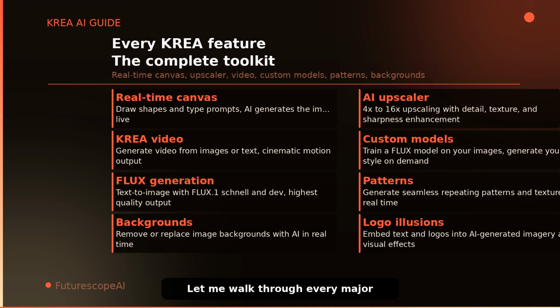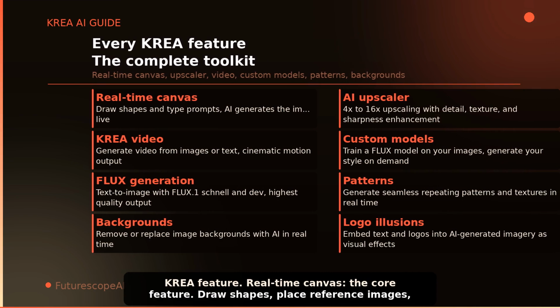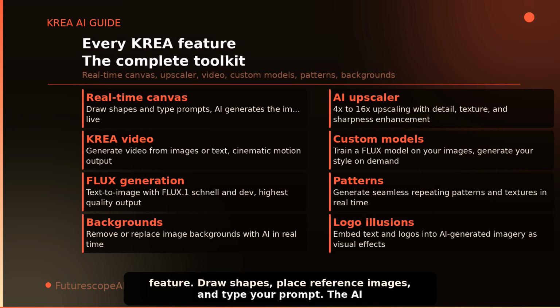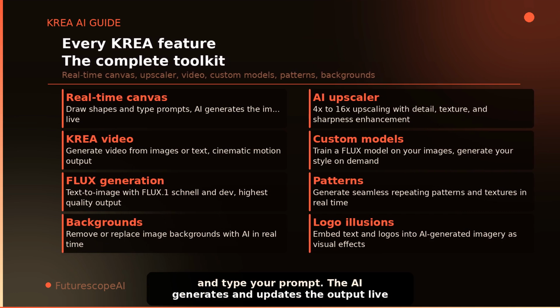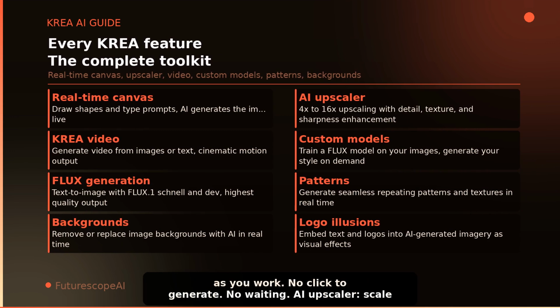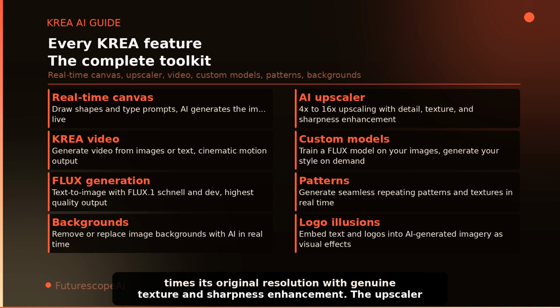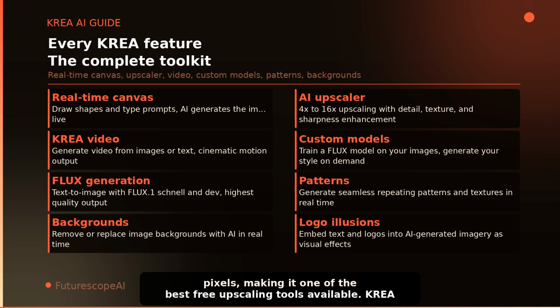Let me walk through every major KREA feature. Real-time canvas, the core feature. Draw shapes, place reference images, and type your prompt. The AI generates and updates the output live as you work. No click to generate. No waiting. AI upscaler, scale any image from 4 to 16 times its original resolution with genuine texture and sharpness enhancement. The upscaler adds detail rather than just stretching pixels, making it one of the best free upscaling tools available.